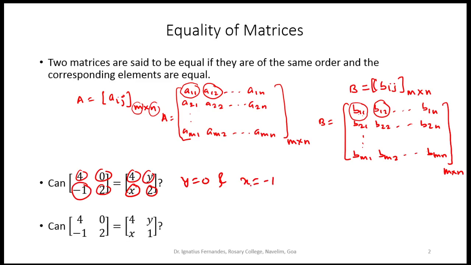Okay, so if I have to ask whether 4 0 minus 1 2 can be equal to 4 y x 1, in this case the answer will be no. That's because the respective positions, if I look at, I have 2 here, I have 1 here. So even if y is equal to 0, still the two matrices cannot be equal because these two positions have distinct elements. So for two matrices to be equal, the respective position should have the same value and they should have the same order.